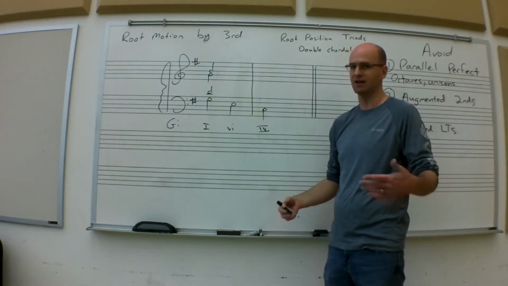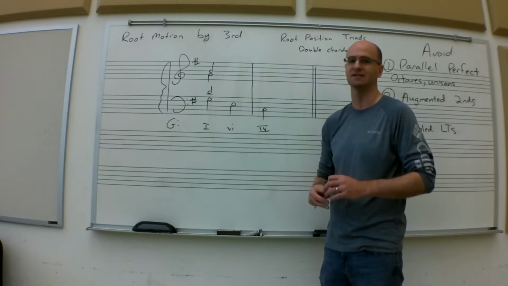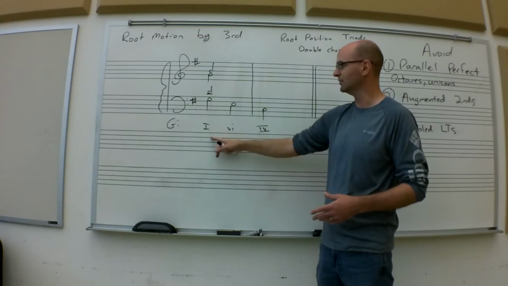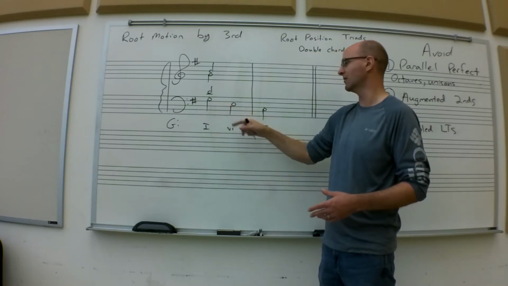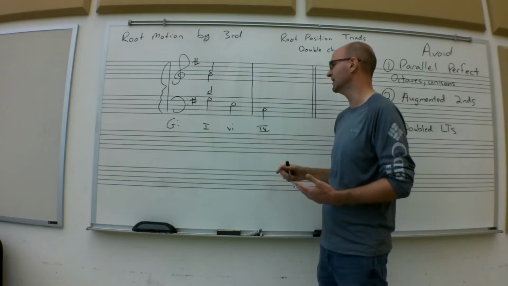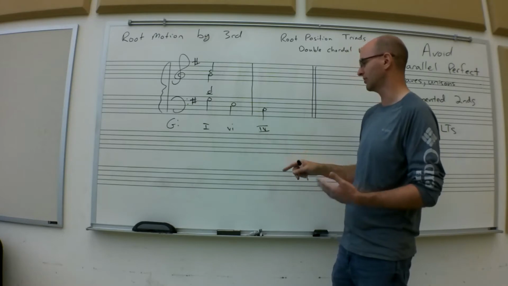I'm Roger, and in this video we are going to go over root position part writing in 4 voices when our chordal roots move by third. In this example I have a G chord moving down a third to an E chord, and I prolong the example a little bit to continue from a 6 chord to a 4 chord, which is also down a third.